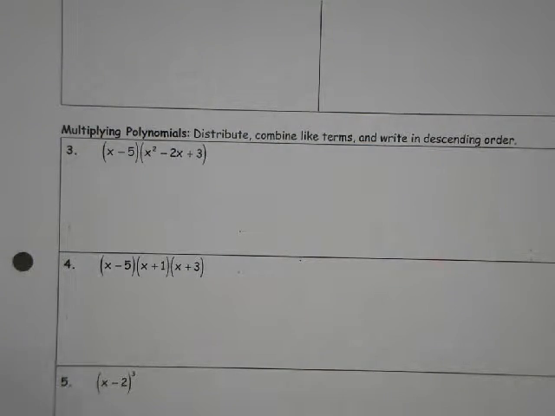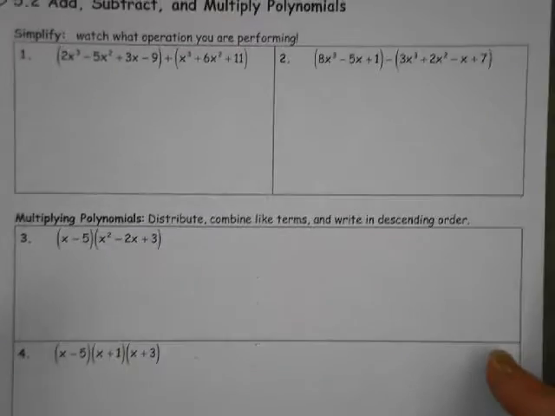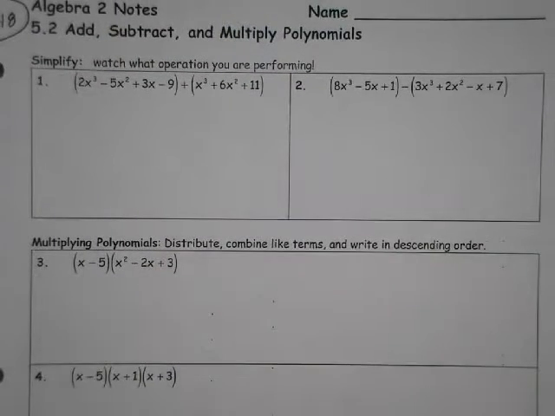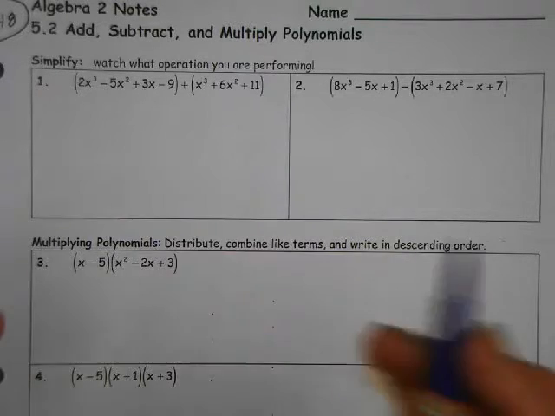Kind of knowing what we just did, we're going to start looking at how to simplify. So we have two different options. We have add and subtract as one, or we have multiply, okay? So for add and subtract, what you're looking for is like terms. You can only add and subtract the coefficients of like terms, okay? So that means the variable and the exponent must be the same for you to add or subtract it, okay?